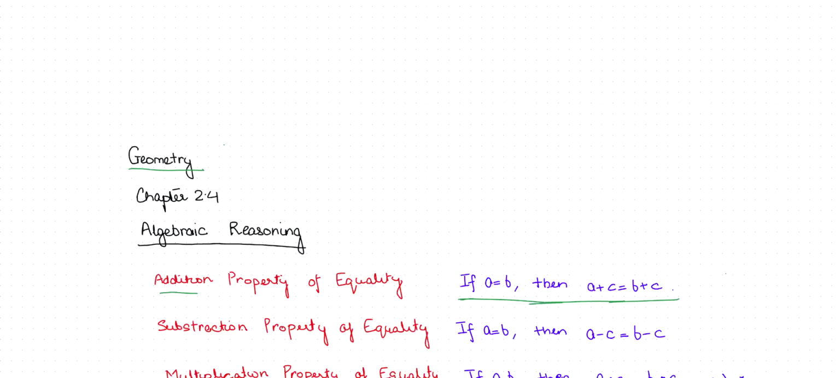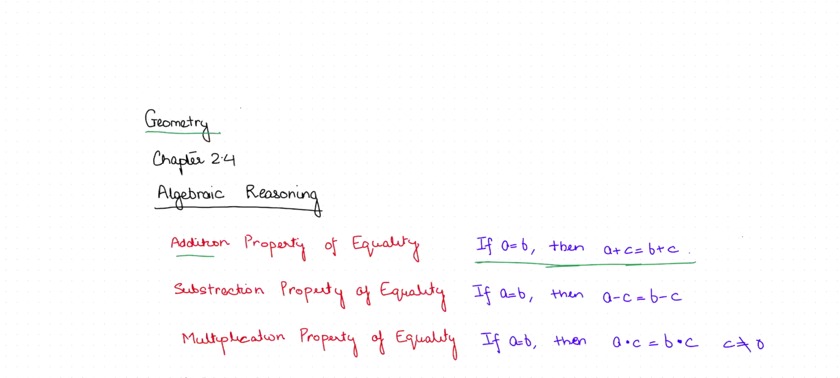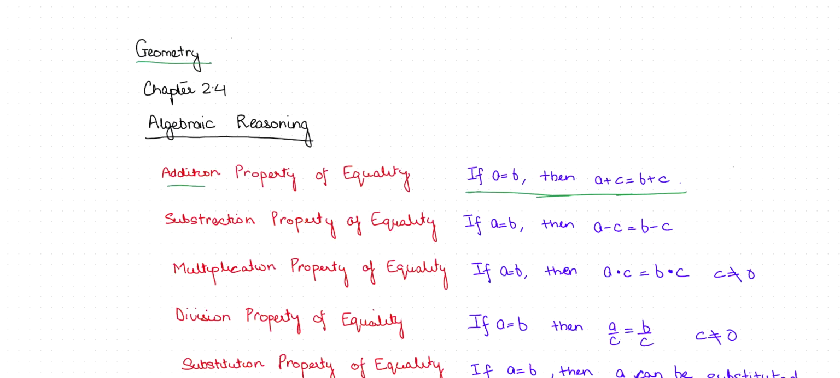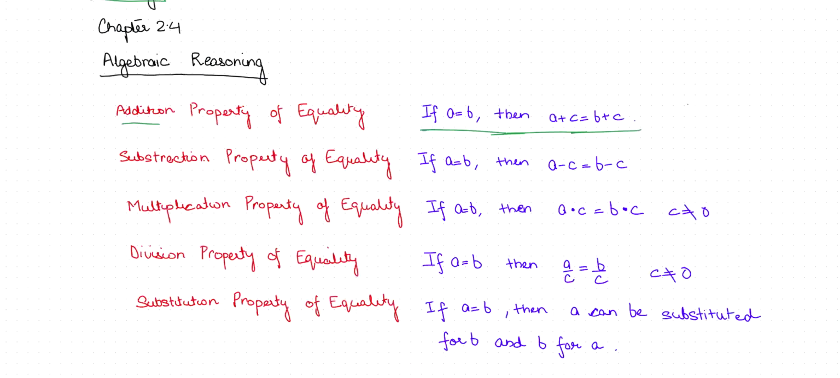So we are doing geometry chapter 2.4 and it's algebraic reasoning. We have some properties of equality, like we'll study about it and do the problems related to it. So this is addition property of equality. If A is equal to B and if we add C to both sides, then it is still equal, like A plus C is equal to B plus C.